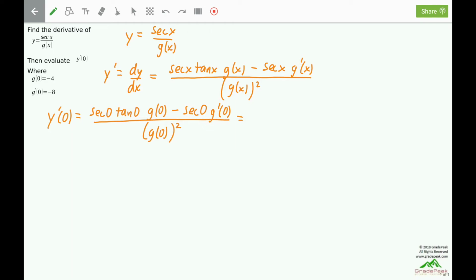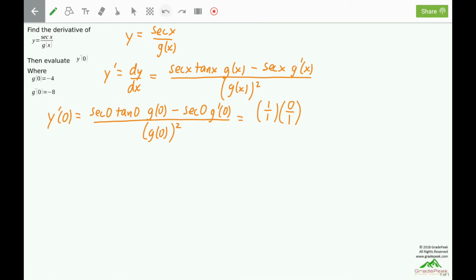Now the secant of 0 is 1 over the cosine of 0. The cosine of 0 is a 1, so that's 1 over 1. The tangent of 0 is the sine of 0, that's a 0, divided by the cosine of 0, that's a 1, so 0 over 1. G of 0 and g prime of 0 will both be found from the information over here.